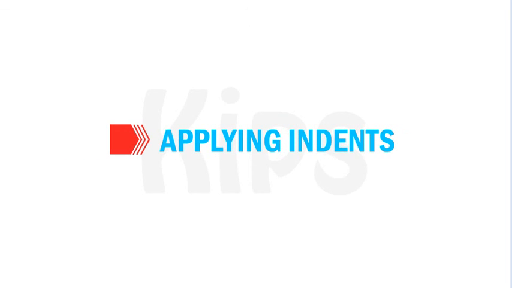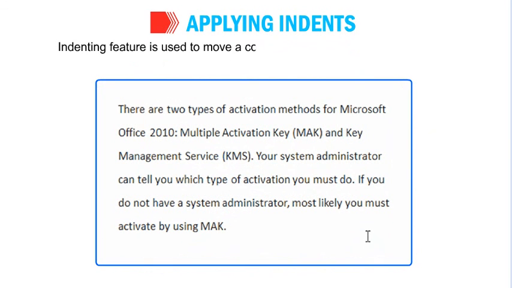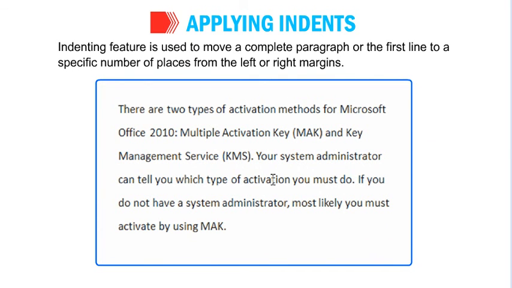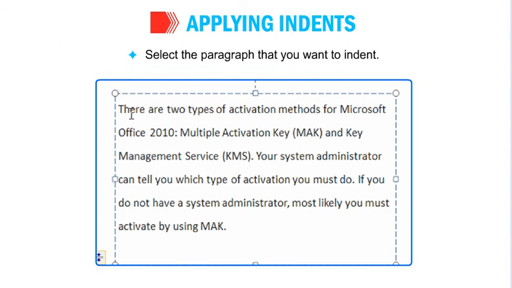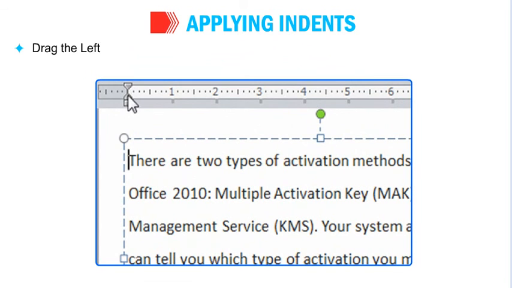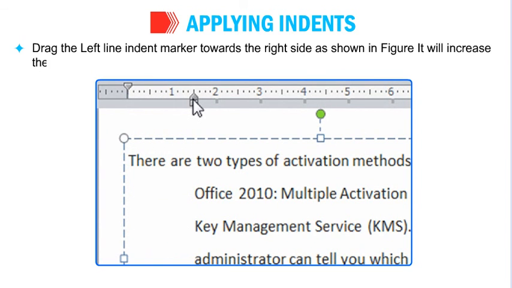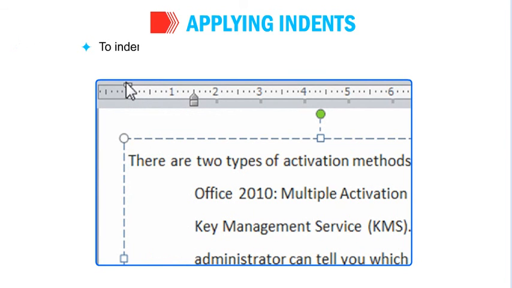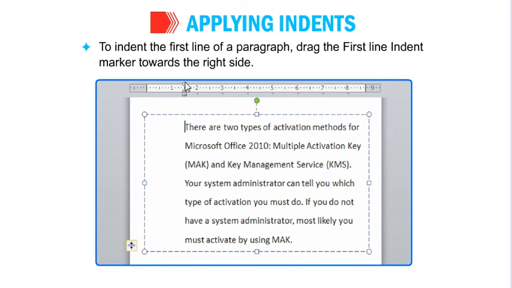Now let us learn an important feature in PowerPoint, that is applying indents. Indenting feature is used to move a complete paragraph or the first line to a specific number of places from the left or right margins. To apply indenting, follow the given steps. Select the paragraph that you want to indent. Drag the left line indent marker towards the right side as shown in the figure. It will increase the indentation. To indent the first line of a paragraph, drag the first line indent marker towards the right side.